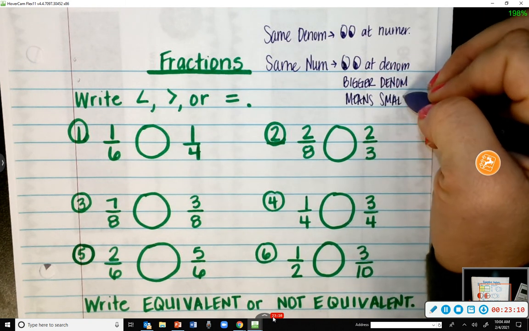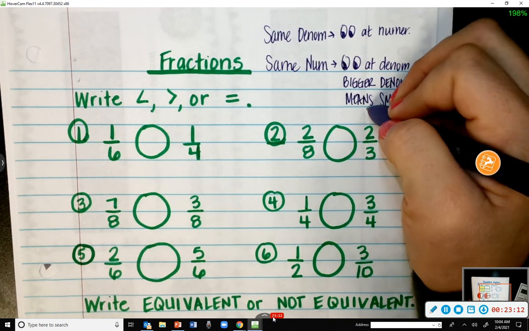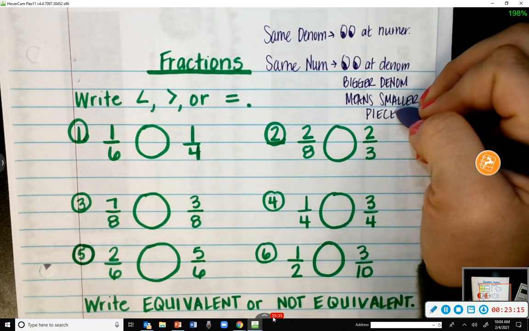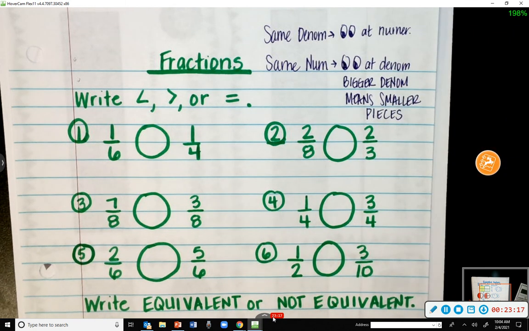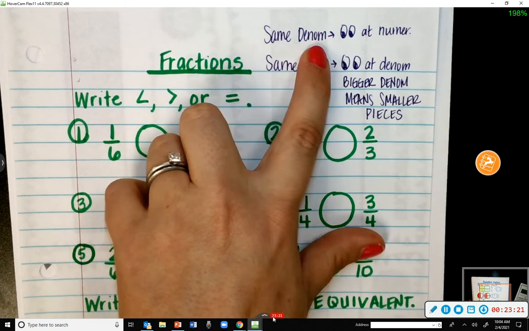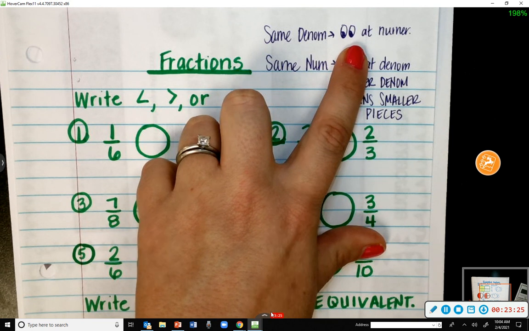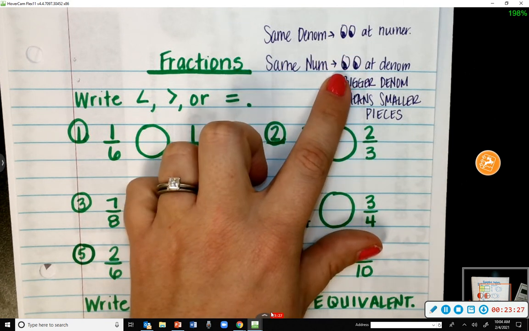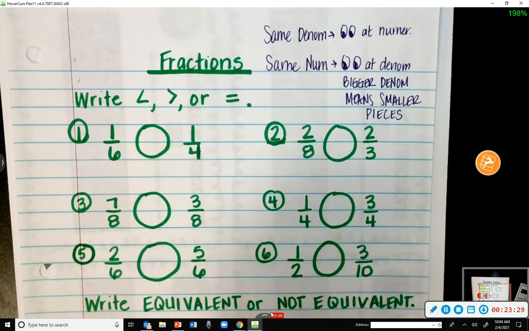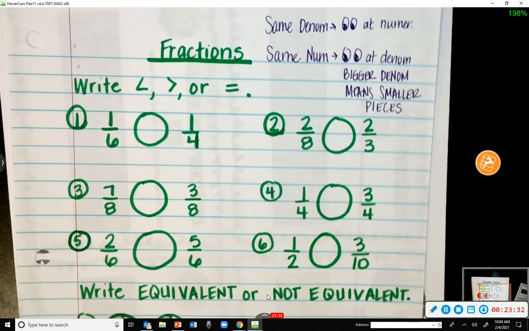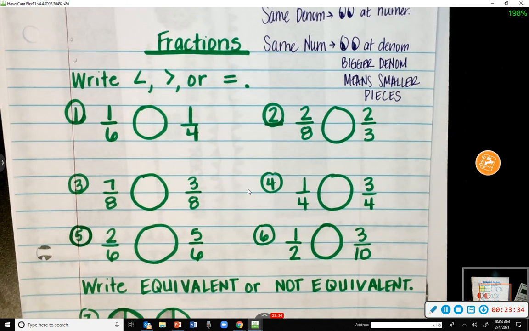If you need to write this at the top to help you remember, you can. You also have your math notebooks that you can use to help you remember. Okay? So if the denominators are the same, you need to look at the numerator to tell you which one's bigger. If the numerators are the same, we look at the denominator. Okay? Any questions before we start? Can I pass them out?